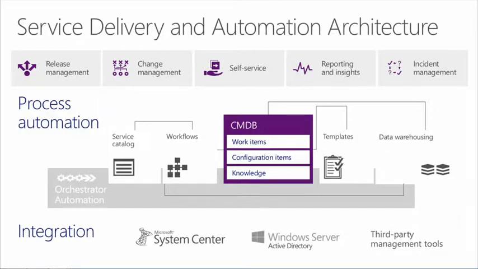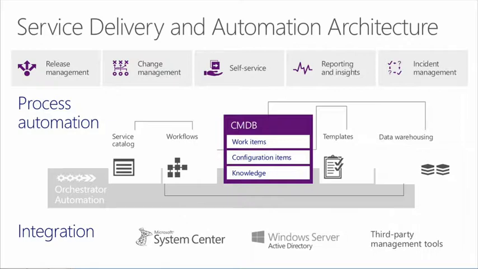So we see the process automation, and that's where we're taking advantage of our service catalog and our workflows, bringing that together and taking advantage of that within the CMDB in terms of work items and configuration items and that knowledge base. We then want to take advantage of the templates that we've built to be able to deliver that service. And that template applies to the request offerings or the service offerings that we've seen within the environment.